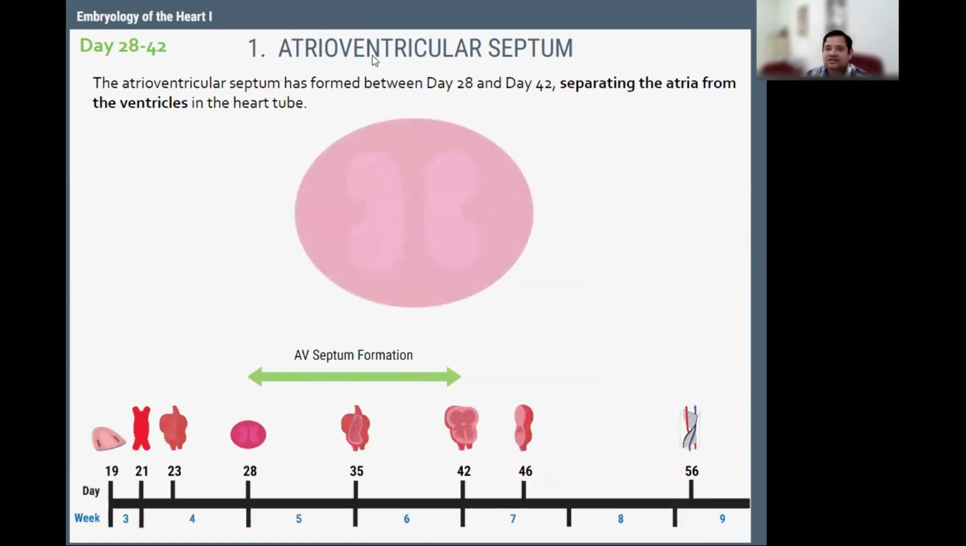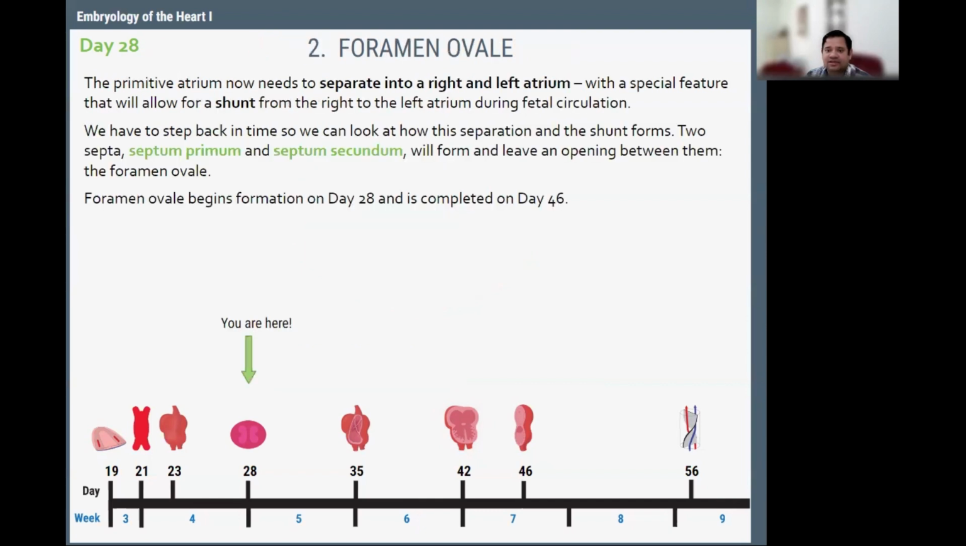Next, the atrioventricular septum, separating the atria from the ventricles, and it will happen again from the 28th to the 42nd day. Now foramen ovale. As you may know, in the intrauterine heart, this is the opening between the right and left atrium, which has a special shunt-like phenomenon so that it bypasses the pulmonary circulation, and this is only part of fetal circulation. In adults, it is closed.